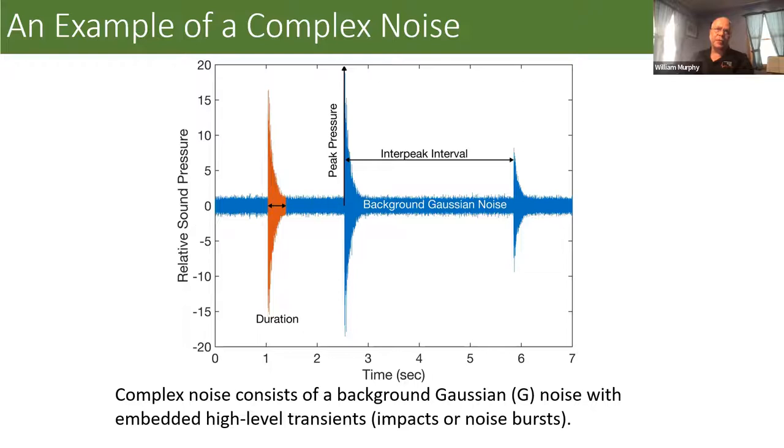The damage risk criteria for continuous noise that we deal with from OSHA and NIOSH assume that it's continuous noise and doesn't have these kinds of characteristics. You know, there's a duration, how long it lasts. That's the orange portion that you see with the little arrows. You could have peak pressures showing up, very high levels. And then how often do these peaks occur in the impulse?